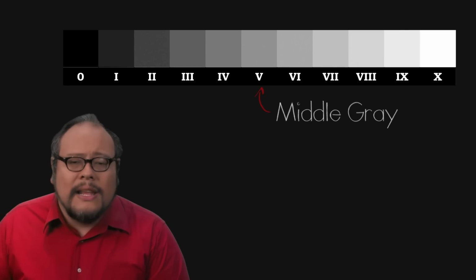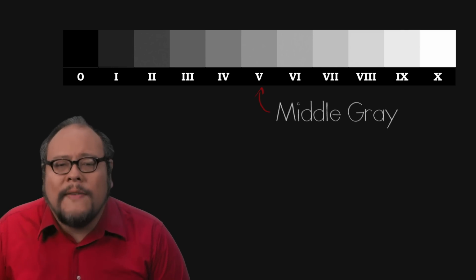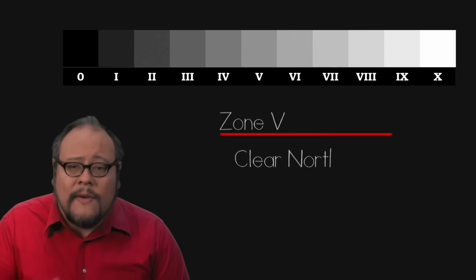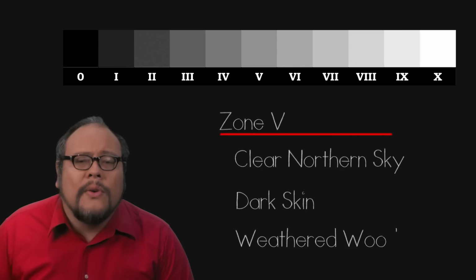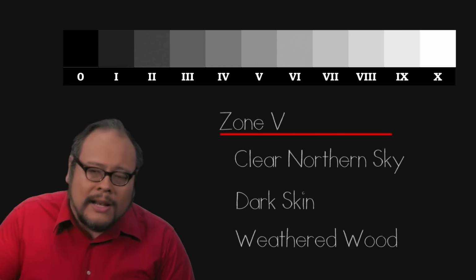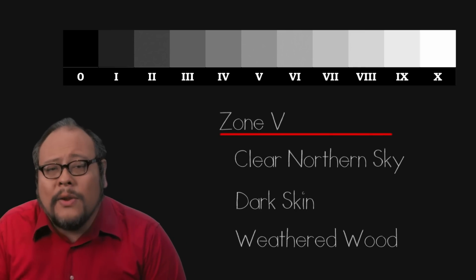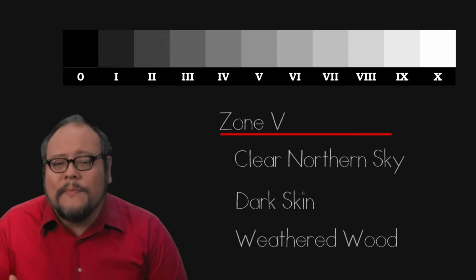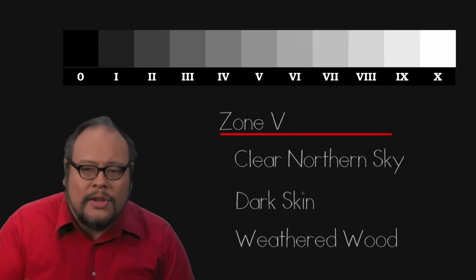Then Adams assigns different everyday photographic items to different zones. So the middle zone, zone 5, would be where clear northern sky, dark skin, or average weathered wood ought to sit. So if you take a meter reading of those things, the value that your light meter gives you is the ideal setting you want to use.